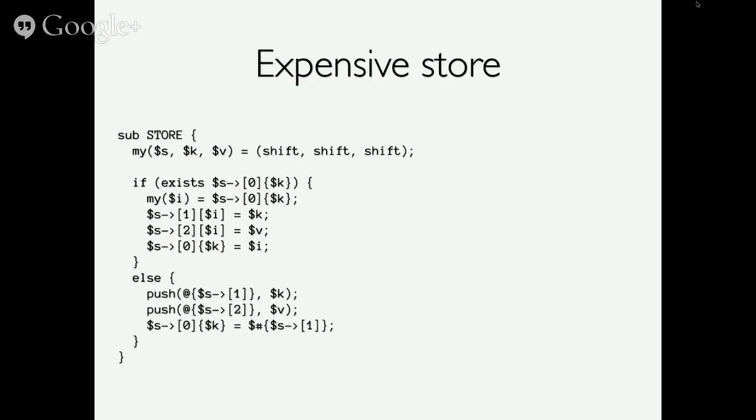And also, you have a very expensive store. Now you have to check to see if something exists, you're doing dereferences all over the place, and you have to store the key and the value. The key has to get pushed in here and added into a hash with an index. Very expensive store. And if you look at this a second, there's something kind of odd.